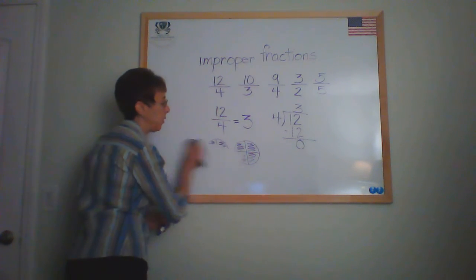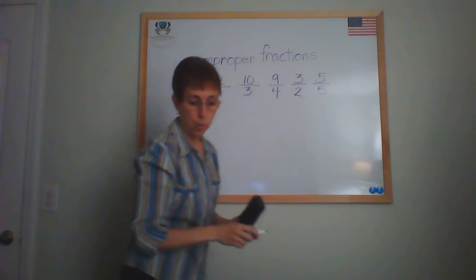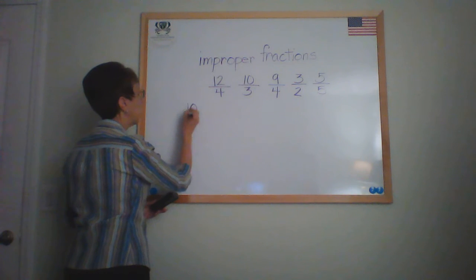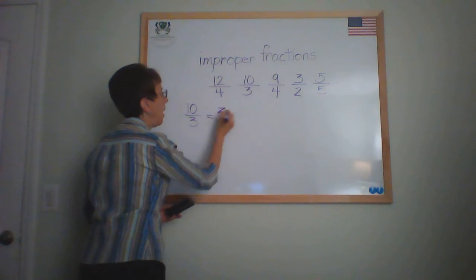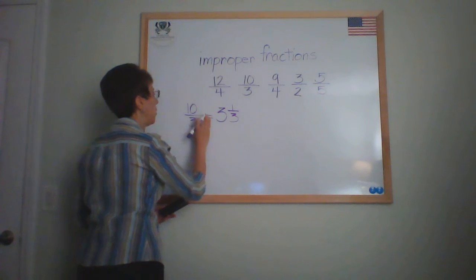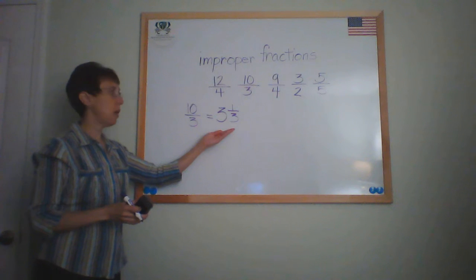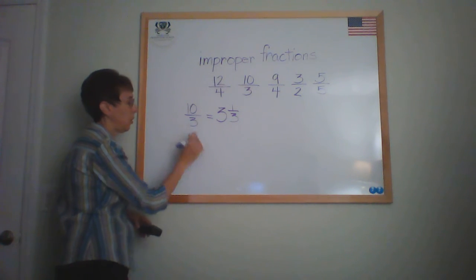Let's just do one other example with shading in circles. We had done 10 thirds. When we converted the 10 thirds into a mixed number, it was converted into 3 and 1/3. So how do we draw a picture to go with this? Again, we're using thirds.